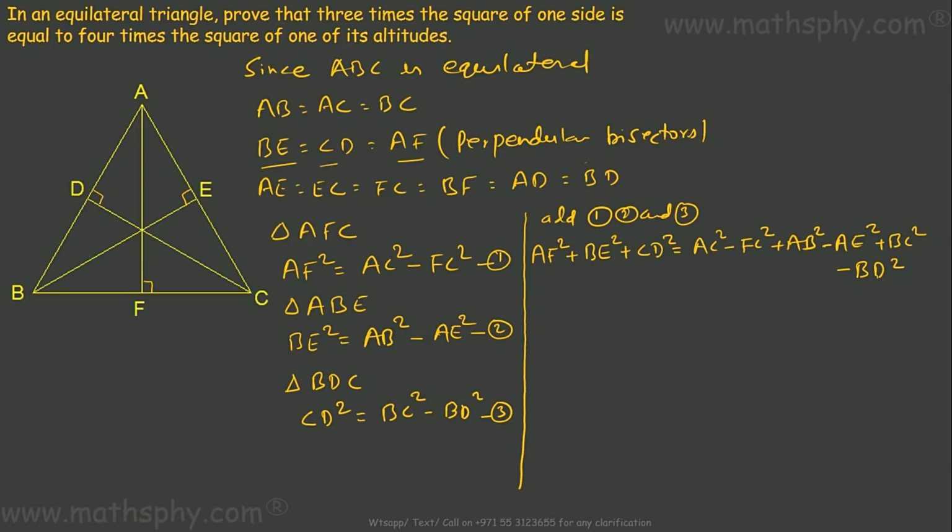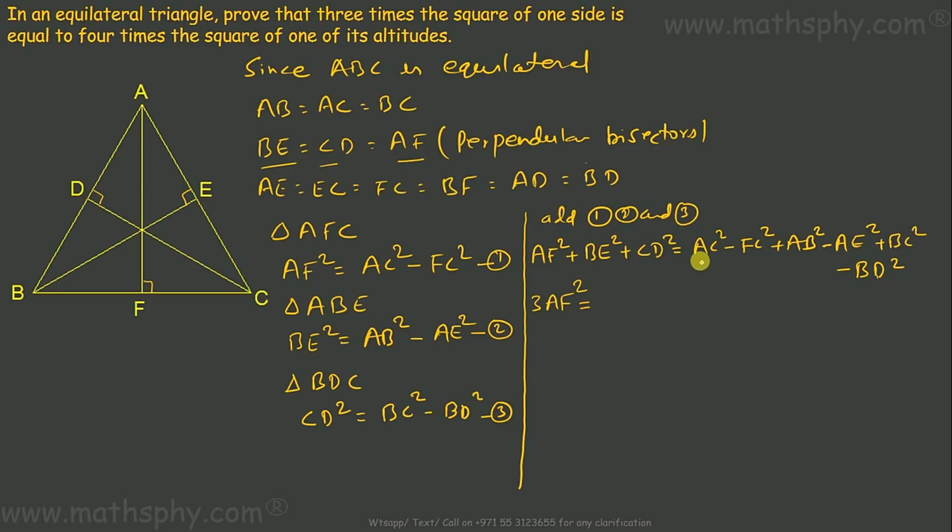AF, BE and CD all are equal. So AF square, BE square, CD square. In place of that, I can write AF square plus AF square plus AF square, or BE square, BE square, BE square, or CD square, CD square, CD square. Let's take any of them. I'll take AF. So it will be AF square plus AF square plus AF square will give me 3AF square. Okay.